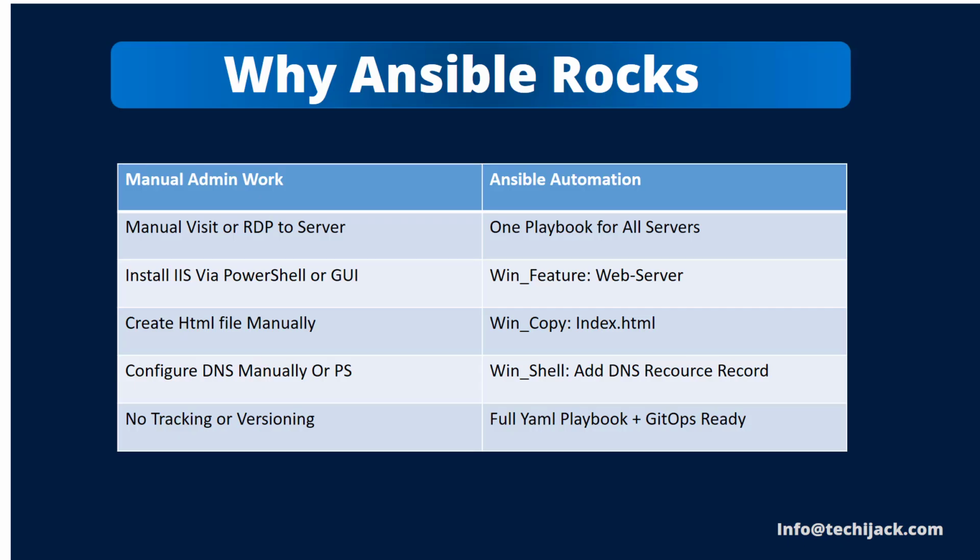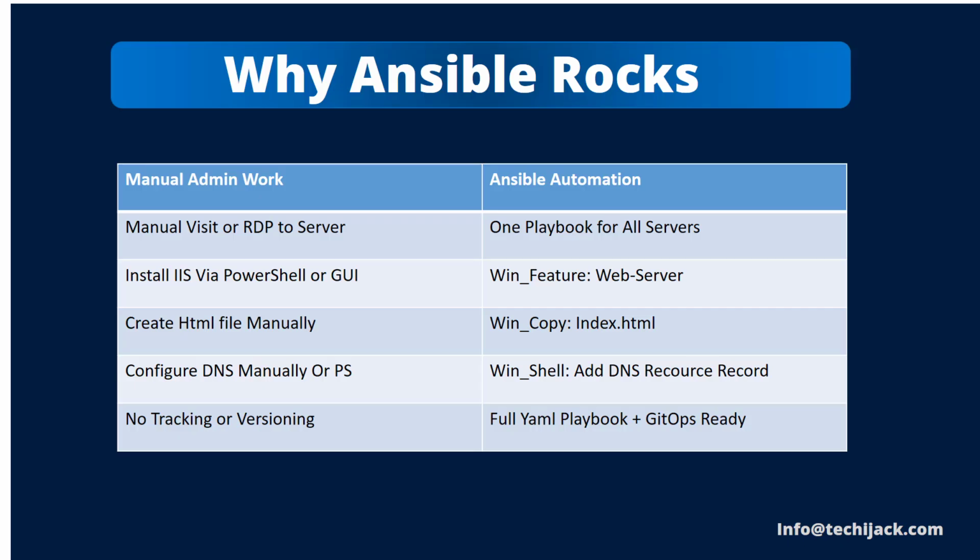If you see the manual admin work to install the IIS server, you have to physically visit the server or RDP to the server, then install IIS via PowerShell or GUI, then manually create the HTML file and configure the DNS manually. And there is no tracking or versioning while doing it manually.